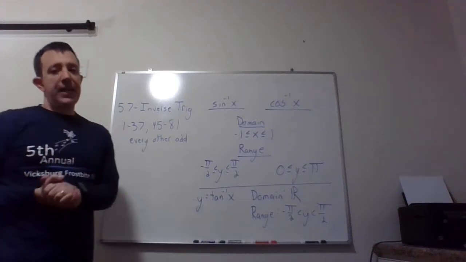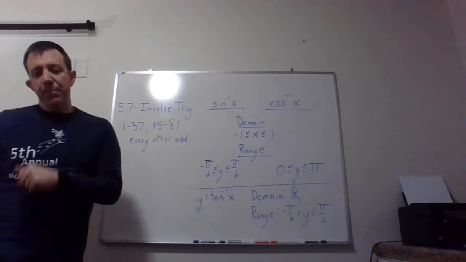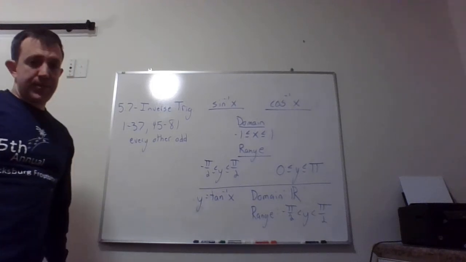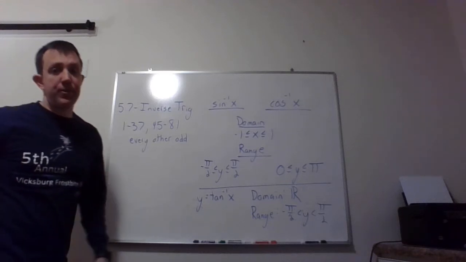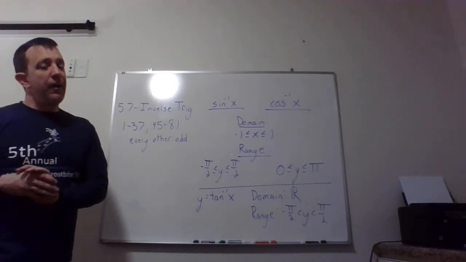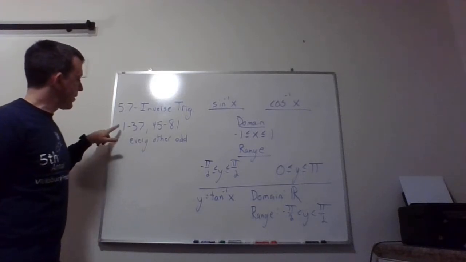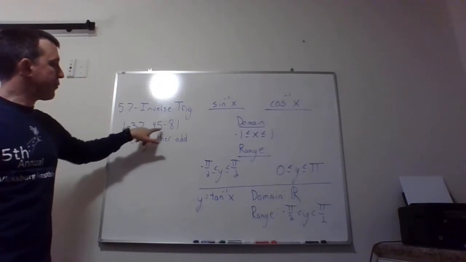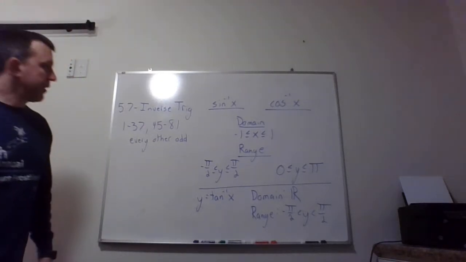All right, last section we have for trig for now. We'll get a little bit more when we move on into chapters 6 and 7. Inverse trigonometry, inverse trig functions. All right, so these are going to be a little bit weird. We are going to skip some problems in the middle, so you're just going to do 1 through 37 and then 45 through 81. Still every other odd, you don't have to do all those. That'd be kind of crazy.